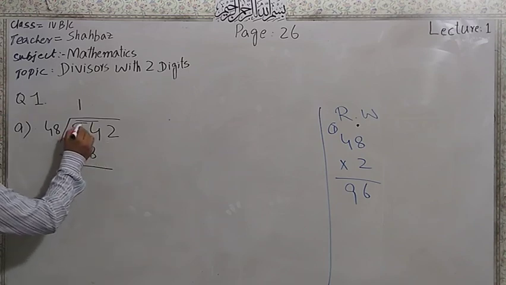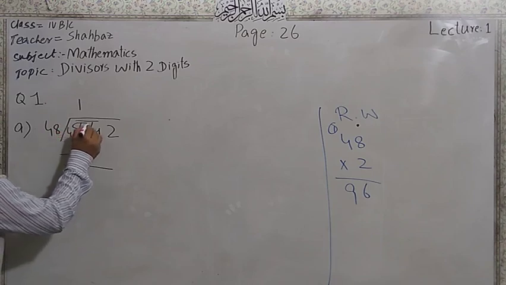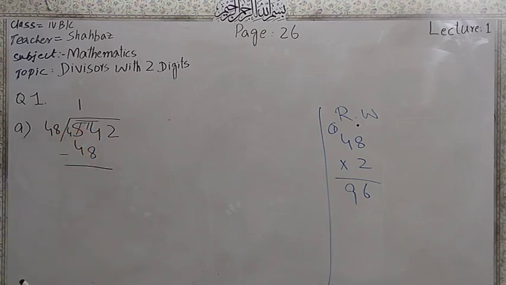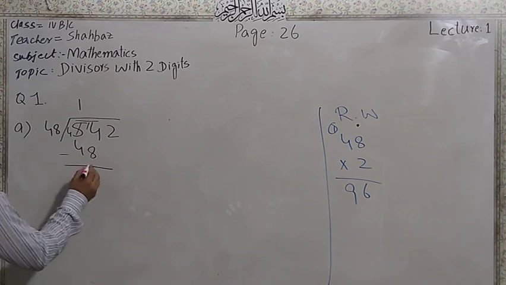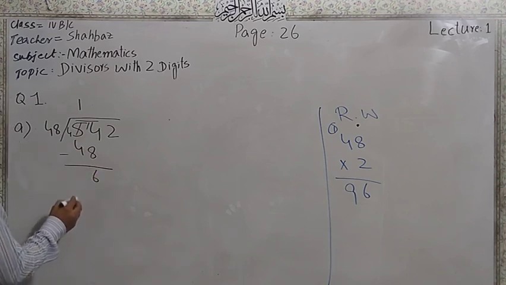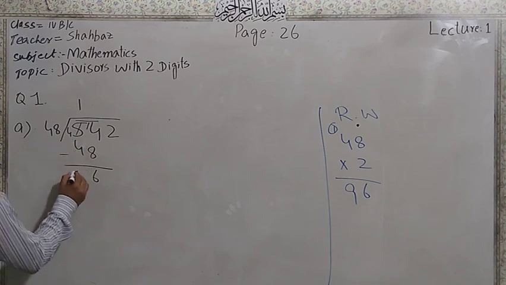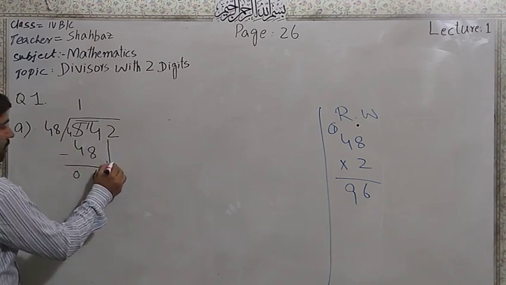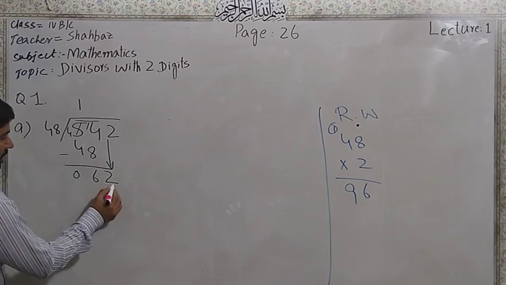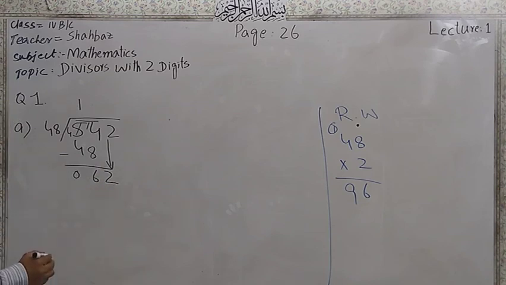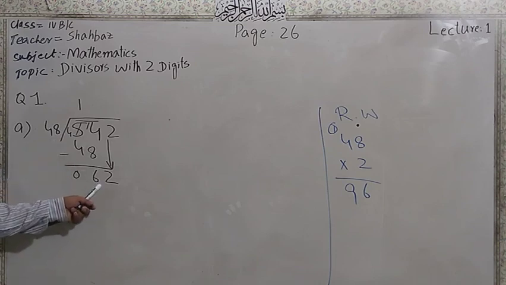Now you know that we have to subtract. 4 minus 8 is not possible. You will take carry from here. It will be 4 and it will be 14. 14 minus 8 is 6. 4 minus 4, 0. Now you have to do this one. It will come here. It will join the 6. Now it's 62. Now you again guess how many 48s are equal to 62 or less than 62.